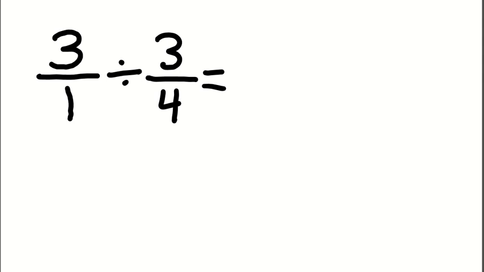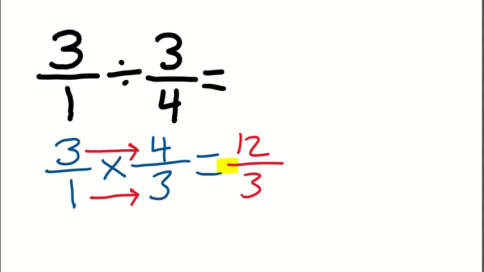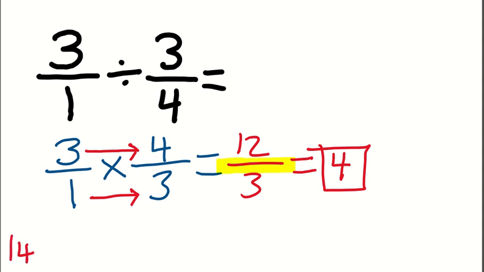Well, first you can use the algorithm. So we're going to keep this the same. We're going to change the sign to multiplication. Then we're going to flip. We're going to put our 4 up top, and we're going to put our 3 on the bottom. And then we can now multiply across the top. 3 times 4 is 12, and 1 times 3 is 3. Now remember, this is a division problem reading top to bottom. 12 divided by 3 is in fact 4. So the answer is going to be 4. So I'm going to put that down here just so we remember.